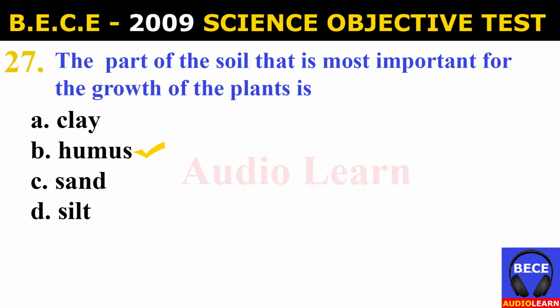Number 27. The part of the soil that is most important for the growth of plants is A, clay. B, humus. C, sand. D, silt. And the answer is B, humus. The part of the soil that is most important for the growth of plants is humus.